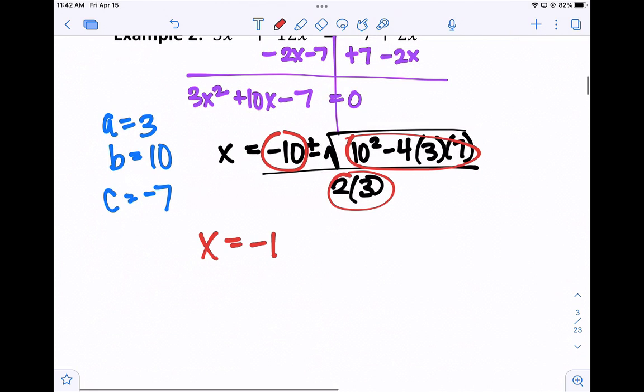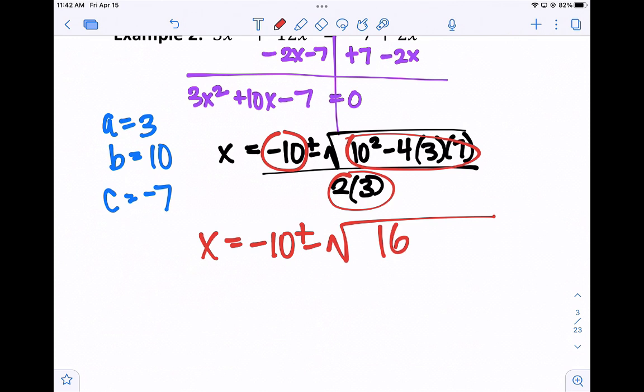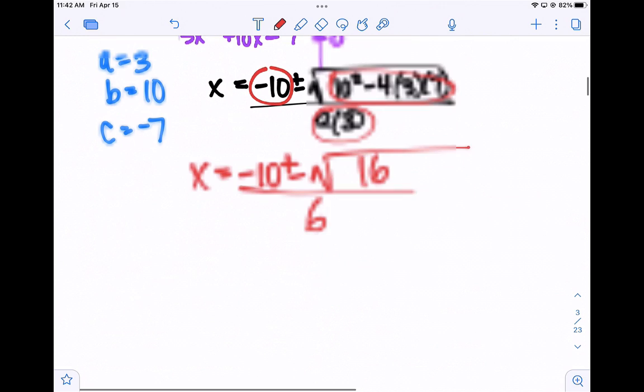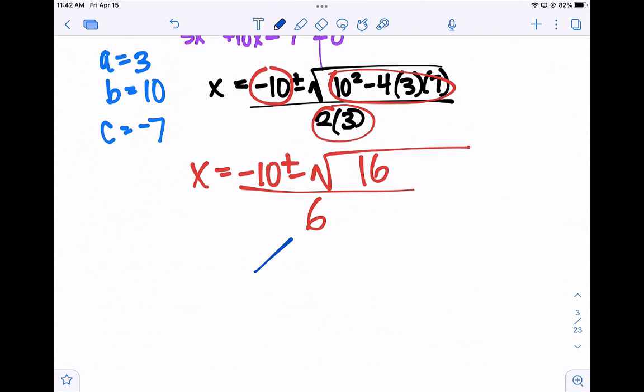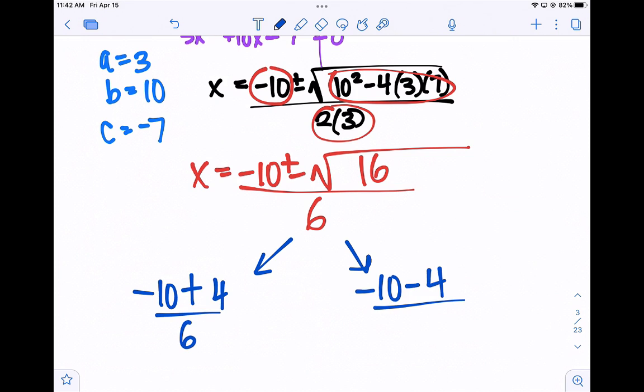So x equals negative 10 plus or minus the square root. In my calculator, I can just type in 10 squared minus 4 times 3 times 7. And we'll get 16. And that's all over 6. And then I just break it up. And in our calculator, we'll do the plus. So negative 10 plus the square root of 16, which is 4, divided by 6. And negative 10 minus the square root of 16, which is 4, divided by 6. And then we'll get our 2 answers.